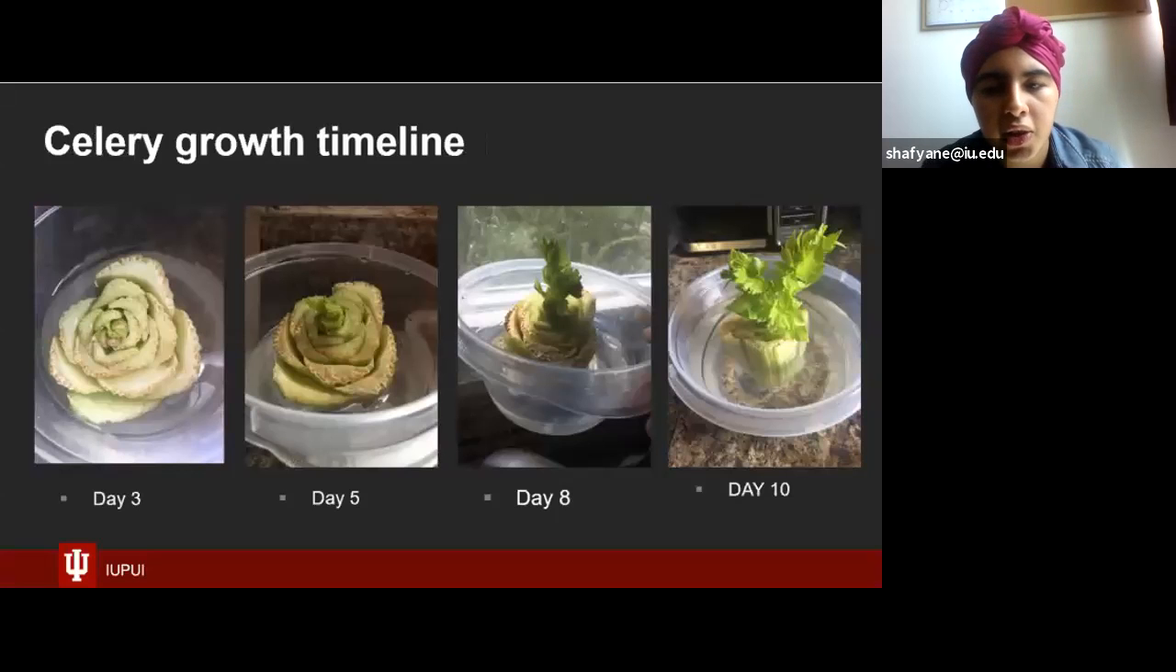The celery started off slow, but then all of a sudden after day 5, it just kept on gaining more and more traction and length, and it was fascinating to see the stalks appear very quickly.